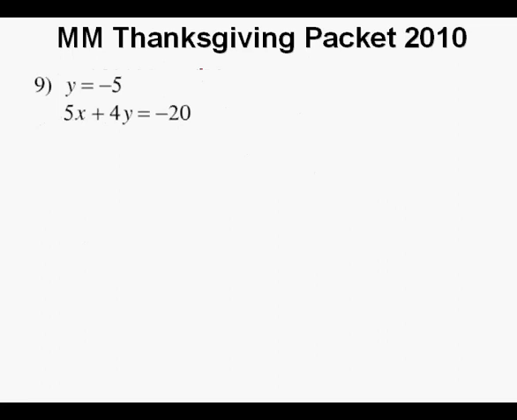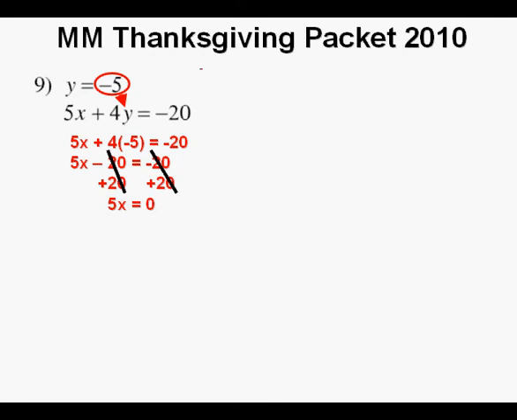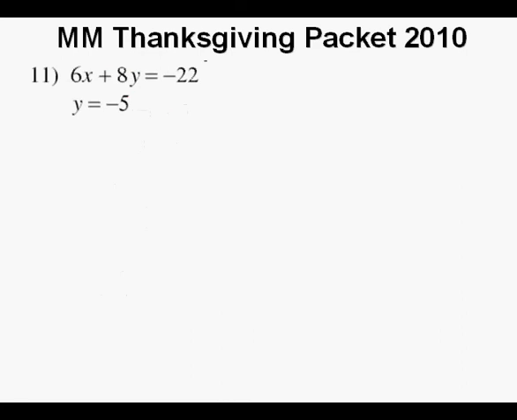Now for this problem, problem 9, we have y equals negative 5 and 5x plus 4y equals negative 20. We already have y solved for. We just replace y in the second equation with negative 5. So we have 5x plus 4 times negative 5 equals negative 20. This simplifies to 5x minus 20 equals negative 20. We add 20 to each side of the equation. Negative 20 plus 20 cancel on the left side. We bring down 5x equals 0. Dividing both sides by 5, x equals 0. So our solution to the system is 0 comma negative 5. That last problem was quite easy, I think.